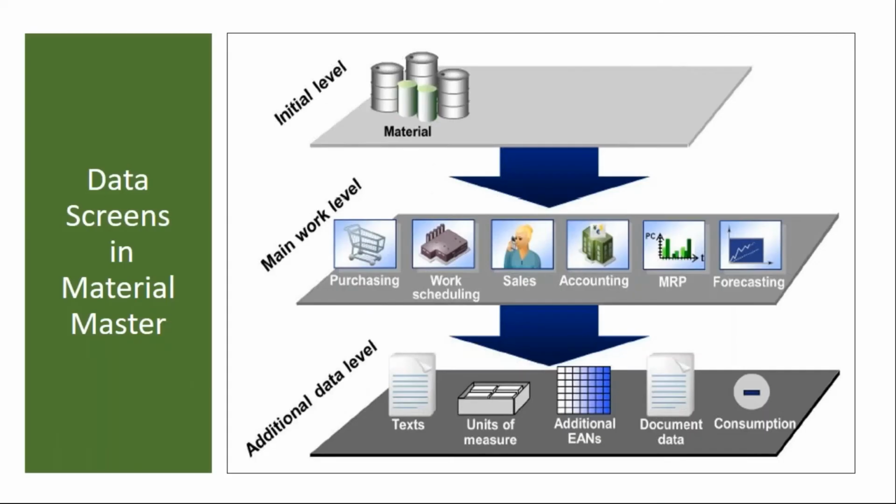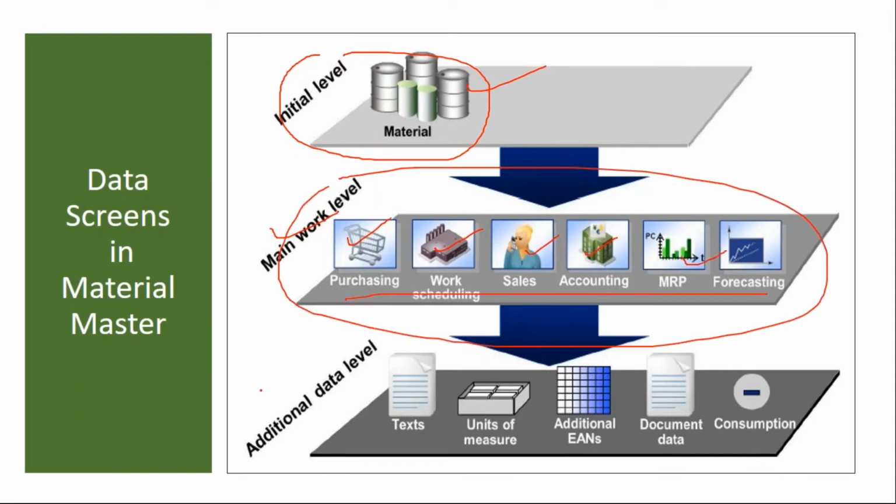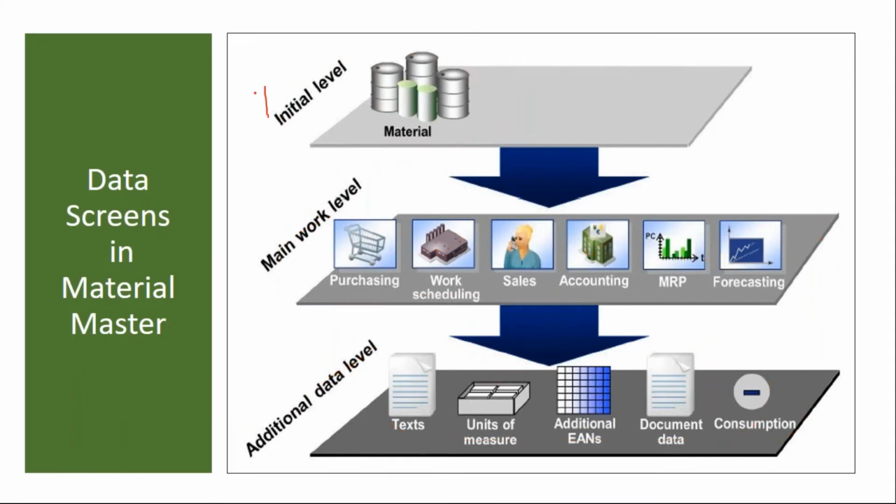Here, if you see, material master data is maintained at 3 levels. First is the initial level where you maintain the material code. Next is the main working level where you maintain all the views: purchasing view, work scheduling view, sales views, accounting views, MRP views. Apart from that, you will have an additional data level where you can maintain additional text, alternate units of measure, all that information. So basically it is maintained in 3 levels: level 1, level 2 and level 3.